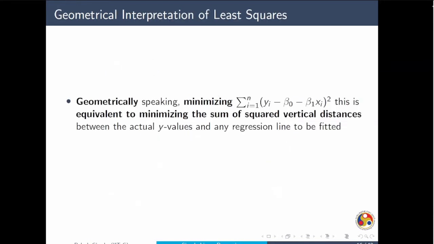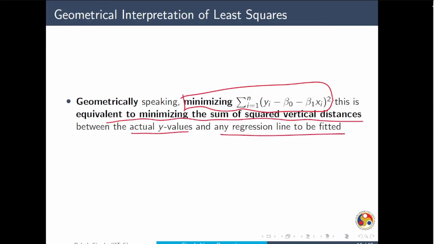Now this is very important: the geometrical interpretation of the least square. Here I'm talking about minimizing this quantity. This is equivalent to minimizing the sum of squared vertical distances between the actual y values and the regression line to be fitted. Let me explain very quickly. We are running out of time, but this is important.